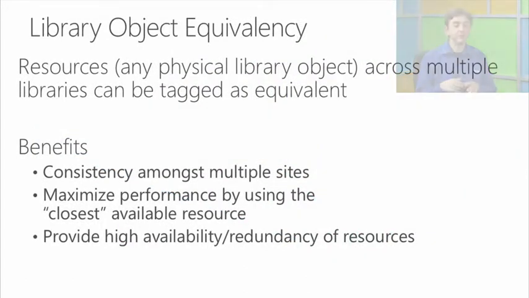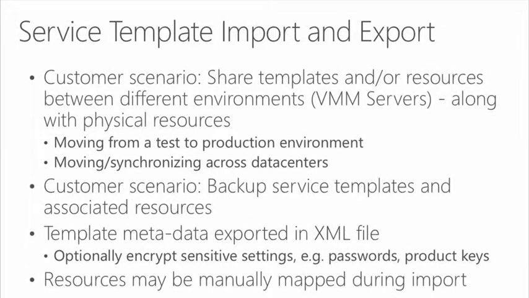So that's what we were talking about with this library object equivalency, and that resources in any physical library object can be put as equivalent across these multiple different library servers. They could be the exact same file, or they could be different files that are equivalent to each other depending on where they want to be deployed to. So this means that now my host can use the resource that's deployed closest to it, instead of having to go all the way across the globe to get one of these shared resources.